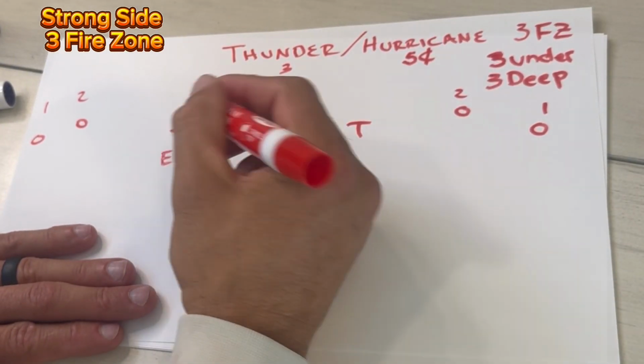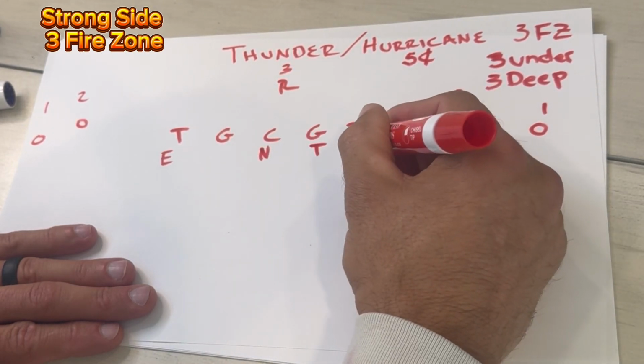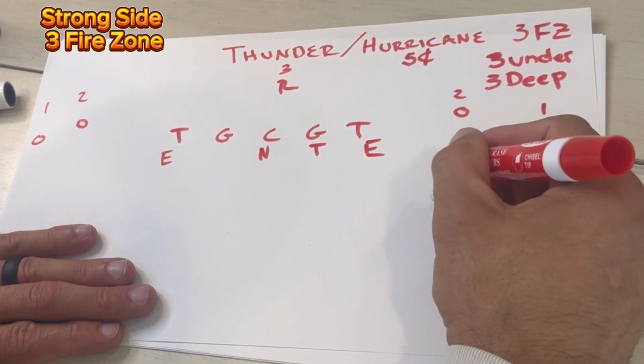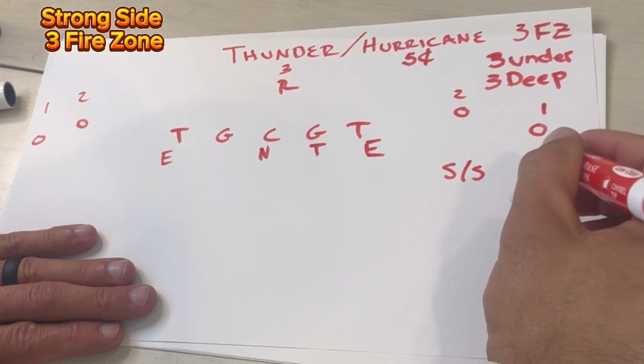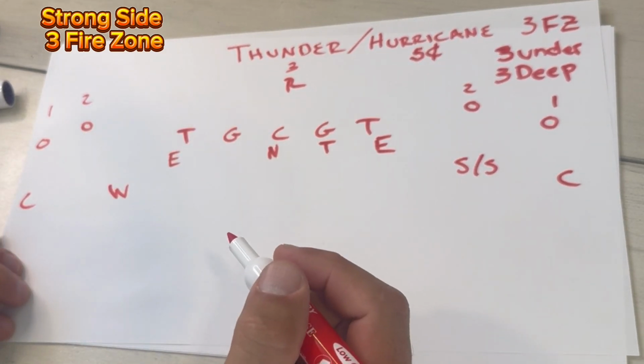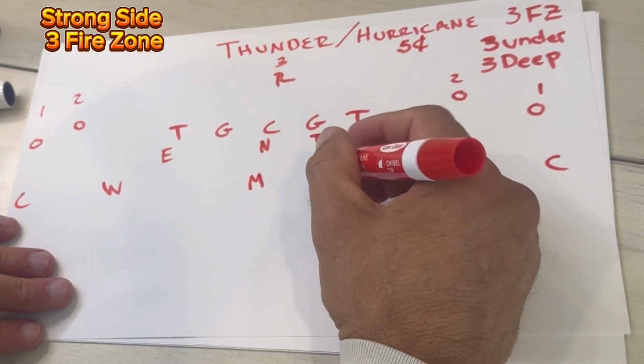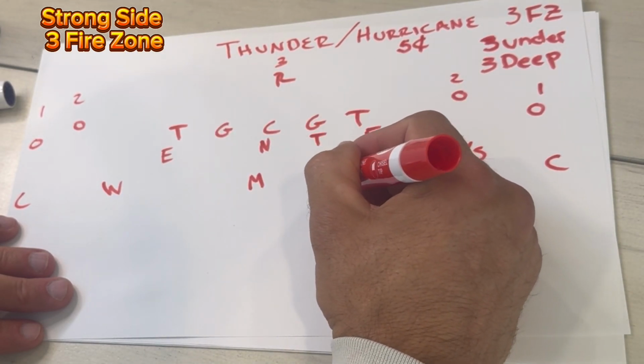We got 5 technique, 1 technique, a 3 technique, and a 5 technique. All right. Then we have the strong safety roll down strong here. We got the corner here, wheels out here. All right, and then the Mike linebacker is here. He'll actually bump over a little bit. Now the Sam is going to blitz this A gap strong.